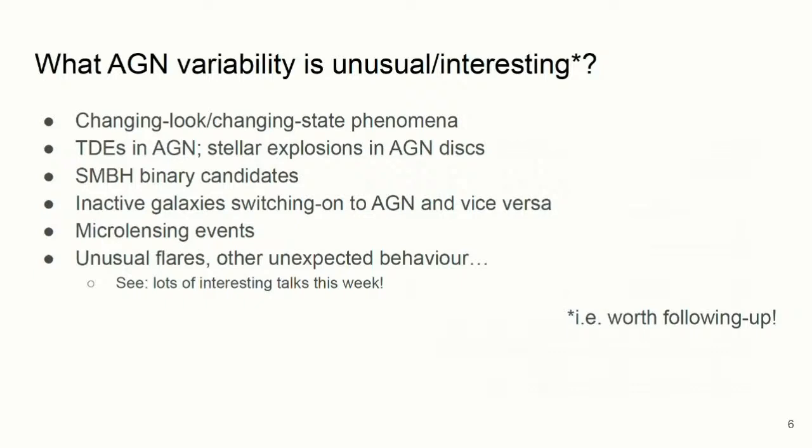And so I've just put up, there's lots of people in the room who are experts in these areas, much more than I am, some of the unusual or interesting variabilities which you might try and follow up specifically. Some of these I mentioned yesterday, some will be talked about later today. I'm going to focus on changing-look, changing-state AGN at the top, because that's where I've done some work myself, but bearing in mind that this is a more general talk about how we are selecting interesting AGN.